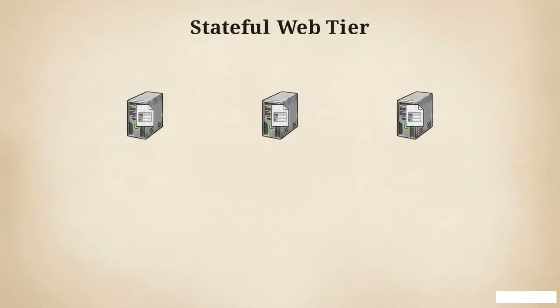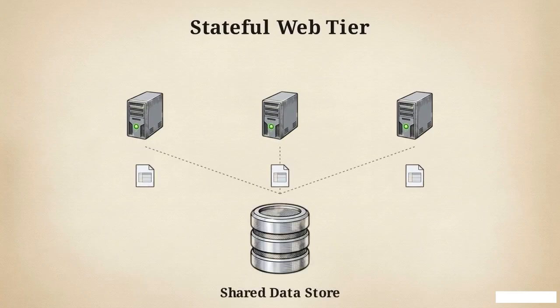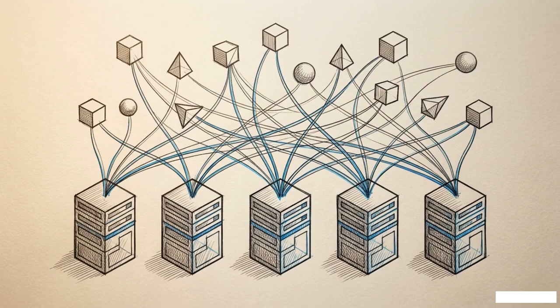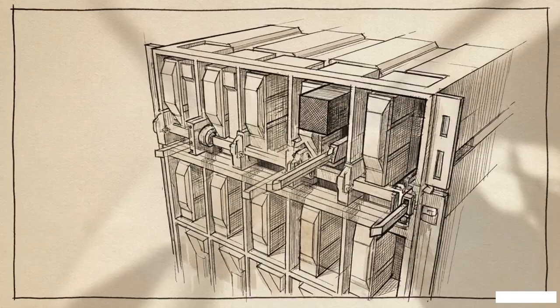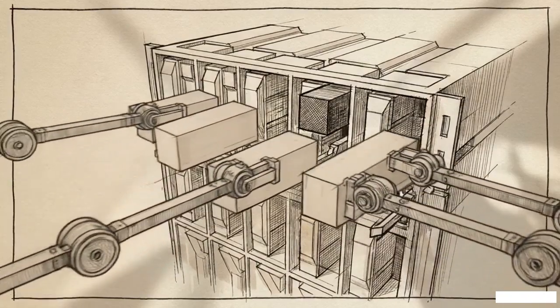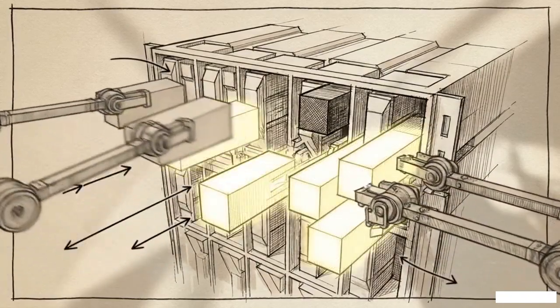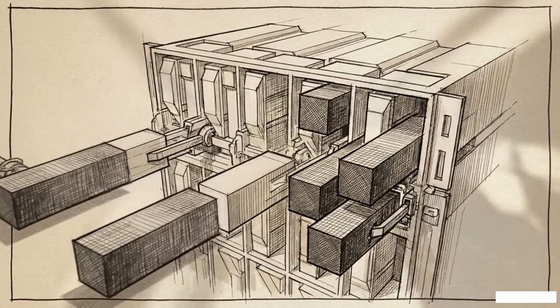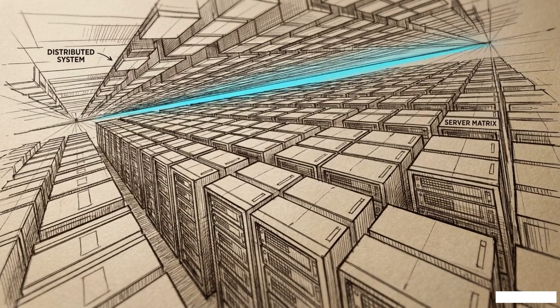The solution is a stateless web tier. All session data is extracted from the individual web servers and pushed into a shared, persistent external data store. The servers retain zero local memory. Now, an HTTP request from any user can be routed to any available web server. This enables true auto-scaling. The system programmatically spins up new servers during a traffic spike and kills them when traffic drops, without disrupting user sessions. By abstracting state away from the compute layer, the web tier gains horizontal elasticity.